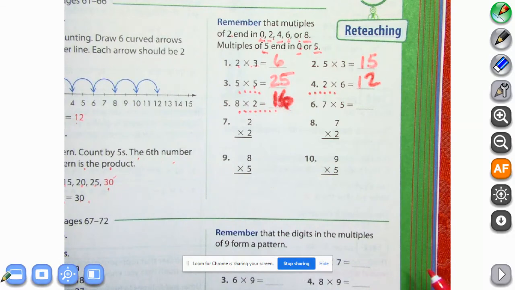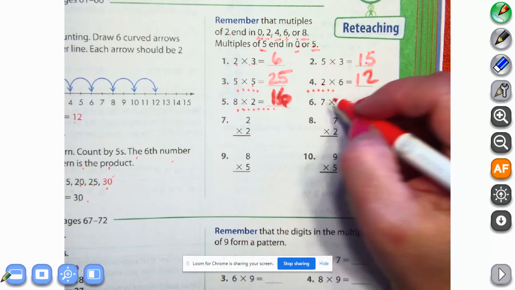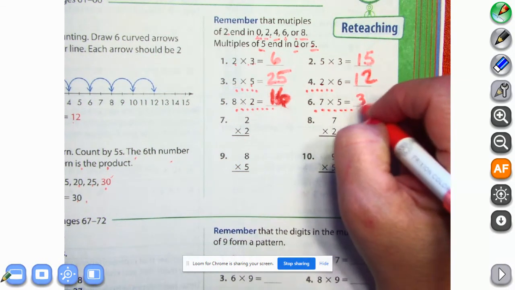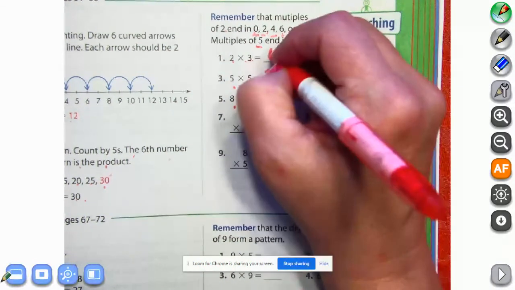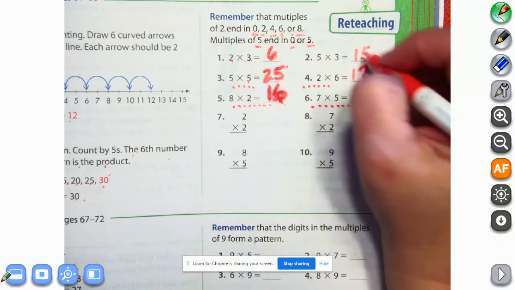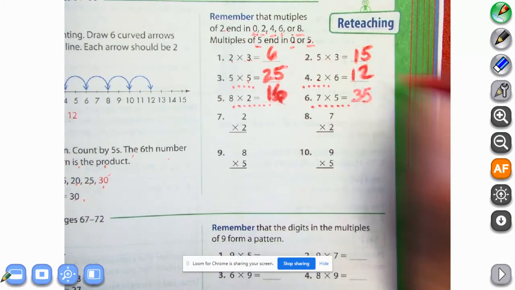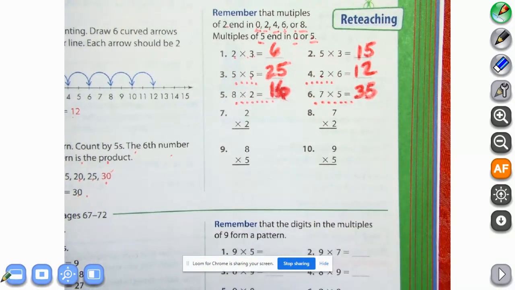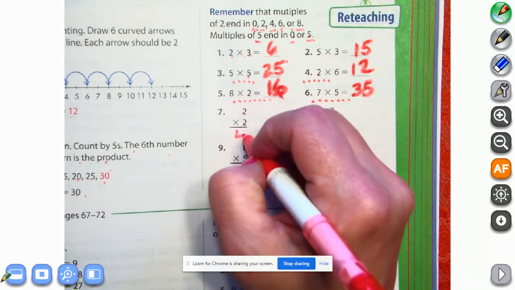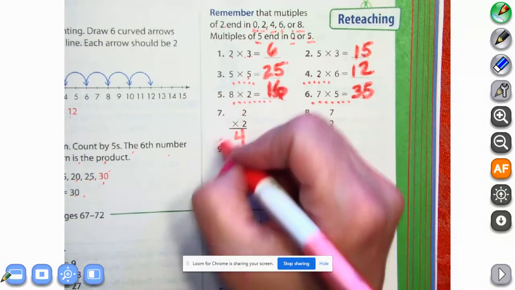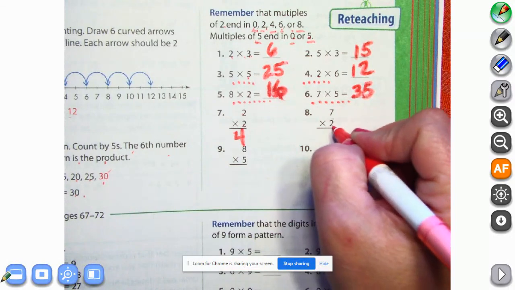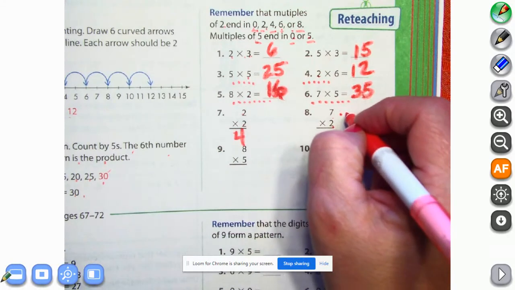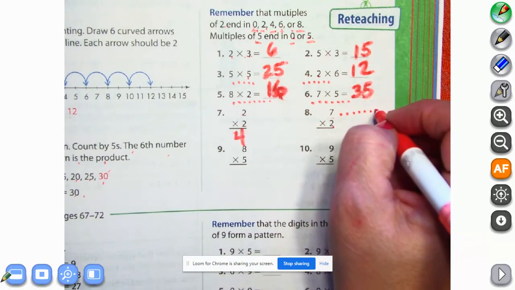Number 6. 7 times 5. So we have 5, 10, 15, 20, 25, 30, 35. 7 dots there that I used to count by. Okay. Just going over those to make them darker. 2 times 2. 2 groups of 2 is 4. 7 times 2, or we could skip count. We can do 7 plus 7, or we can skip count by 2. 2, 4, 6, 8, 10, 12, 14.